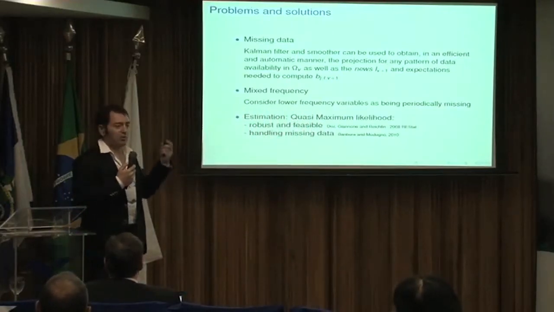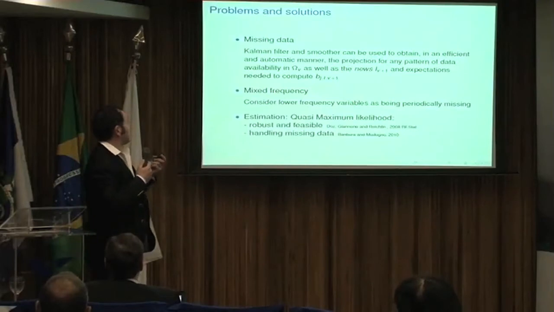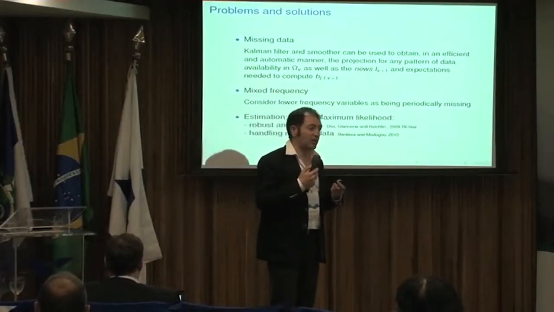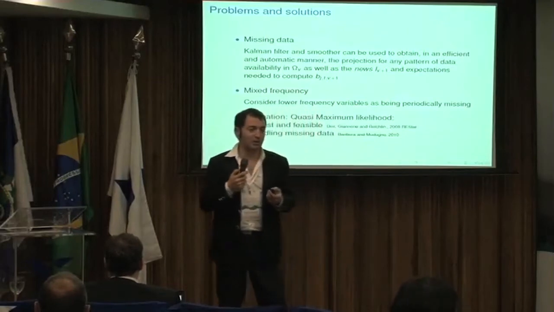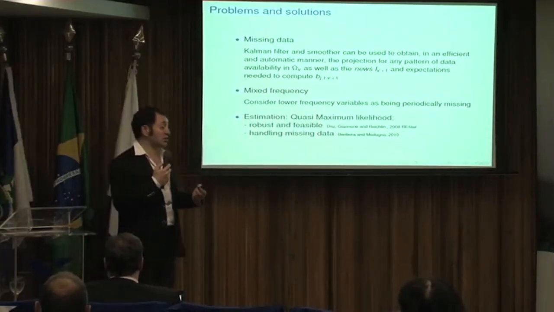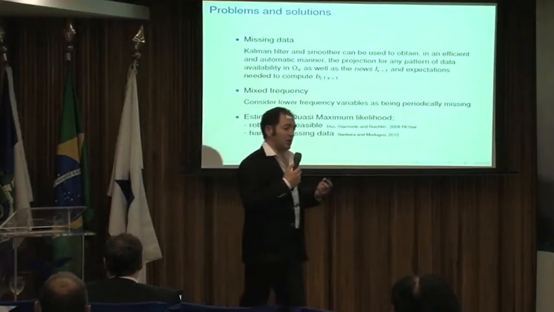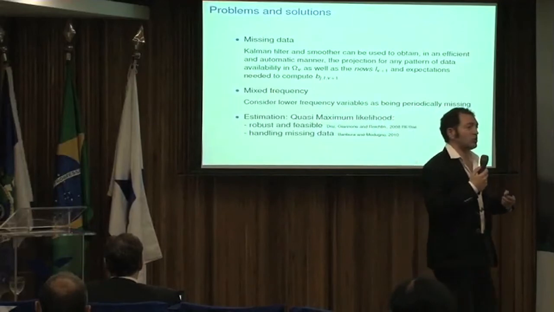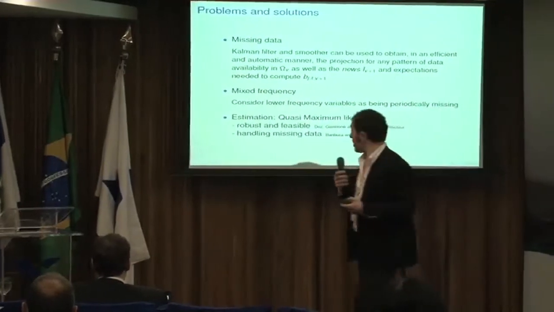Okay, so how are we going to handle this? Missing data, you can easily handle within a state space model. Essentially, when you don't have data, just attribute an arbitrary number and say that the error in the observation equation is infinity. This will do the job.